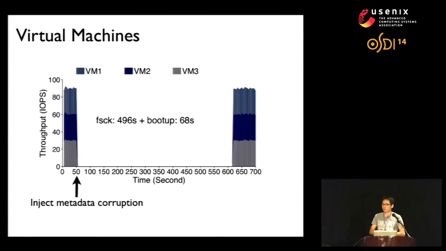And ext3 will detect that at runtime. It will remount itself as read-only. Then all 3 virtual machines cannot write to the file system anymore, and they will crash. After the crash, the file system has to do the fsck. This fsck will take over 500 seconds. After the check is finished, you boot up the 3 virtual machines again. So we can see in this case, you have a large service downtime.